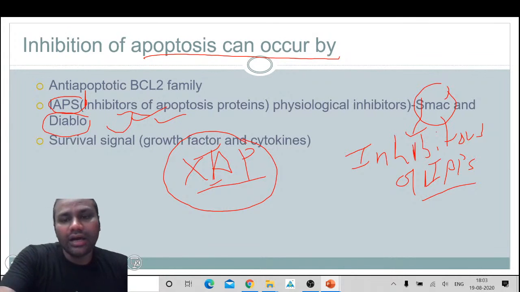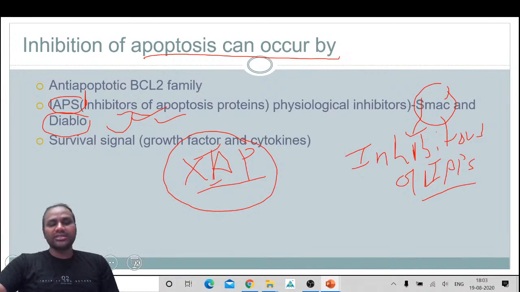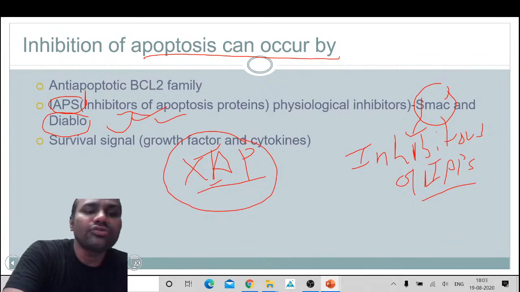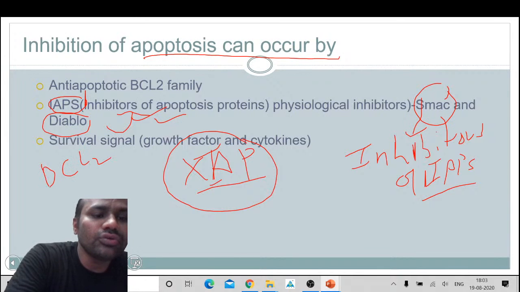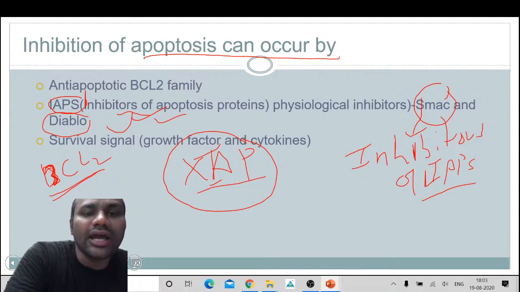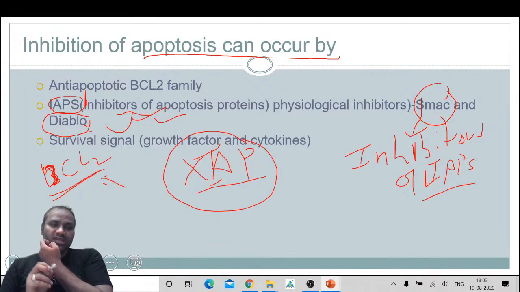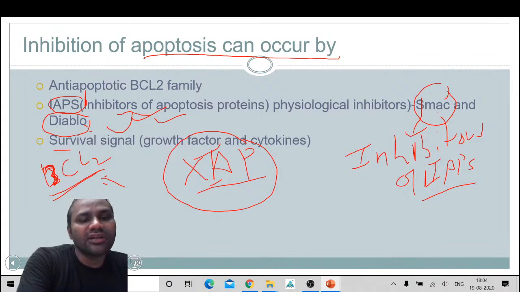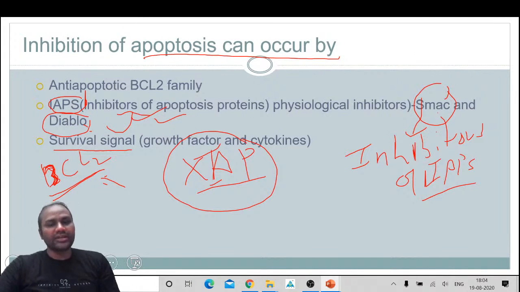SMAC and DIABLO are antagonists to IAPs. So here we can understand one thing: BCL2 is anti-apoptotic, it is not helping in apoptosis. IAPs are inhibitors of apoptotic proteins, and SMAC and DIABLO are inhibitors of IAPs. Remember this. And obviously survival signal factors like growth factors and cytokines.